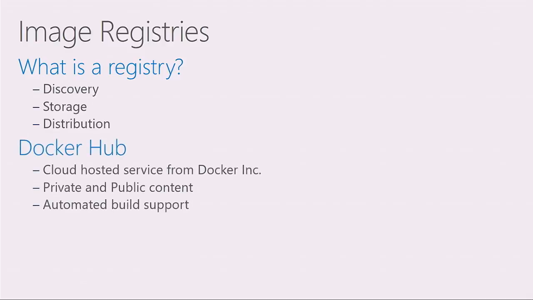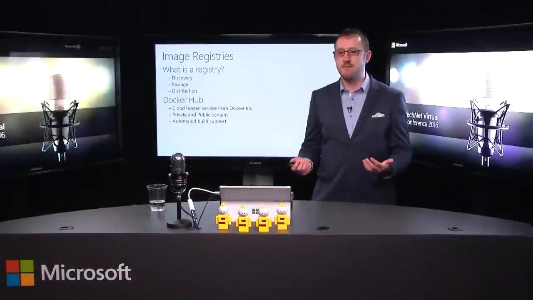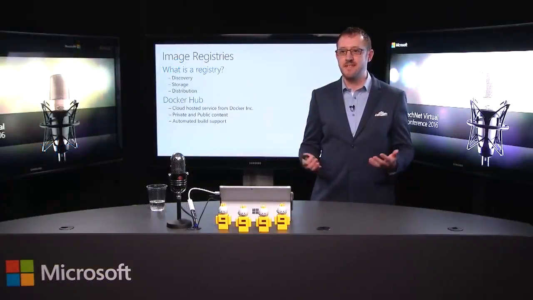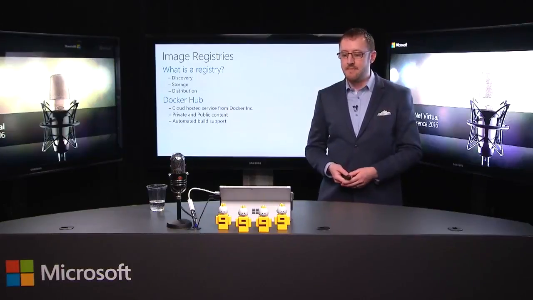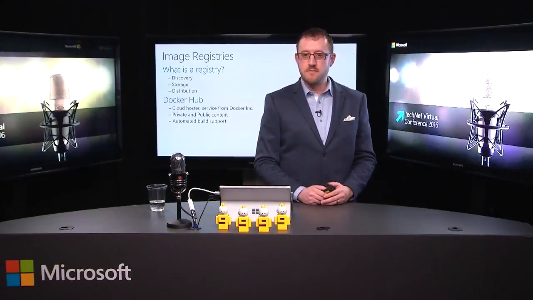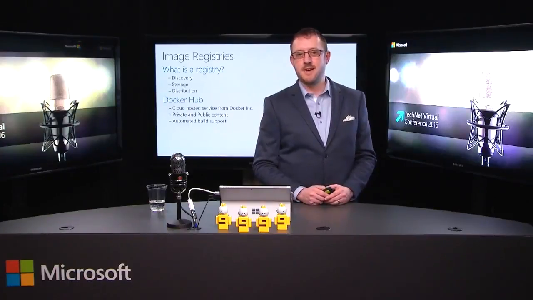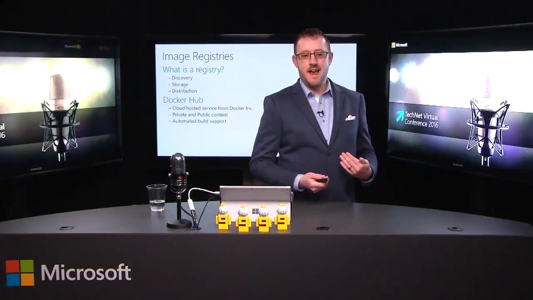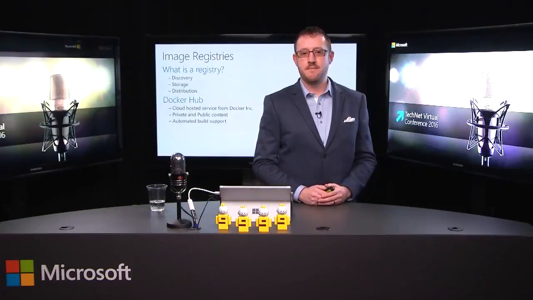There's a couple options to talk about for registries. There's the Docker Hub. Now, the Docker Hub is a cloud service that's provided by Docker Incorporated, the actual company Docker. They have both private and public content. So what people are most familiar with is their public content. So I talked about earlier, hey, I could just pull that image from the registry. Well, that's what I'm actually meaning.